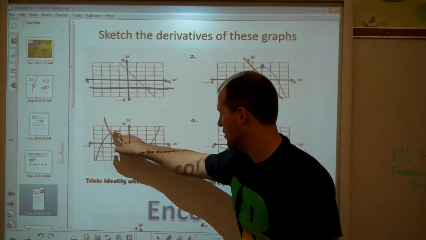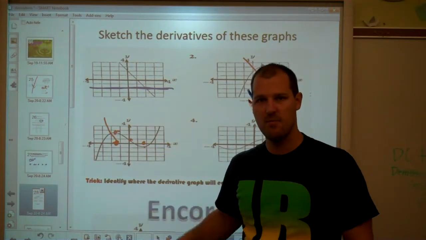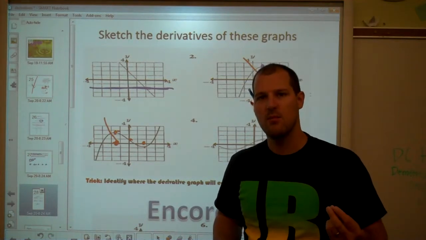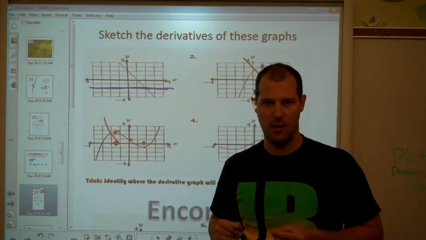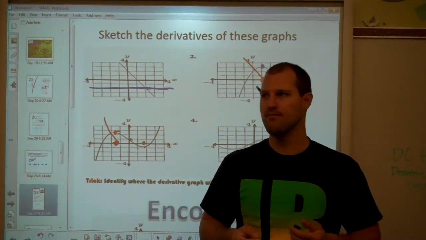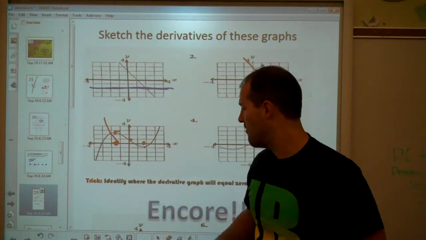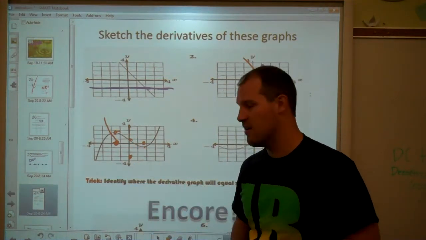So it's 0 here, 0 there. It gets steeper, steeper, steeper. My steepest point is there. Now, steepest means it is the biggest slope, or the biggest absolute value of the slope, which means our derivative is going to have its lowest y value. And so I'm going to take that inflection point and drag it down as far as I can.